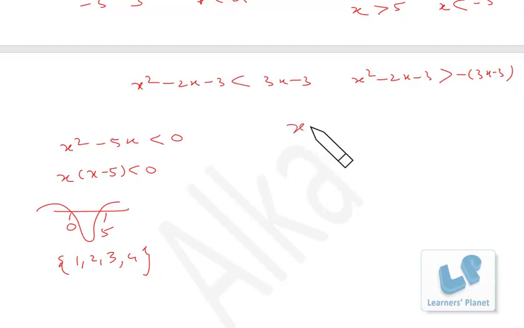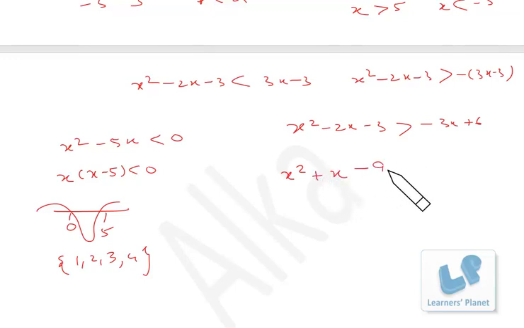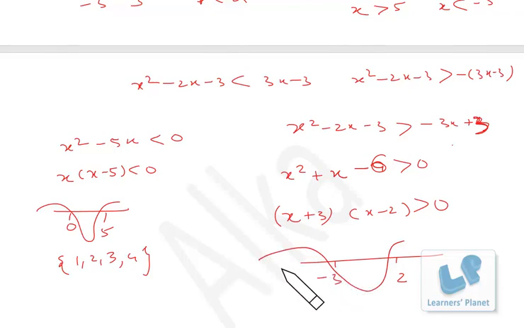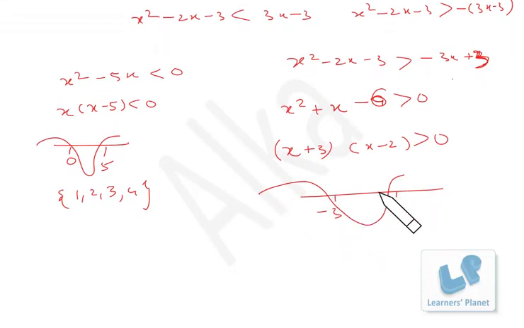Okay, and here it is x square minus 2x minus 3 is greater than minus 3x plus 6. So x square minus 2x minus 3x, that is plus x minus 9, should be greater than 0. I'm sorry, here it is 3 only. So 3 and 3, 6. So the factors will be x plus 3, x minus 2 should be greater than 0. So here it is minus 3, here it is 2. So it's less than minus 3 and more than 2, right? Solution set of this is minus infinity to minus 3 union 2 to infinity.